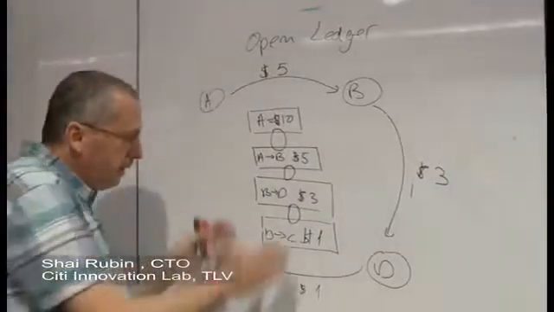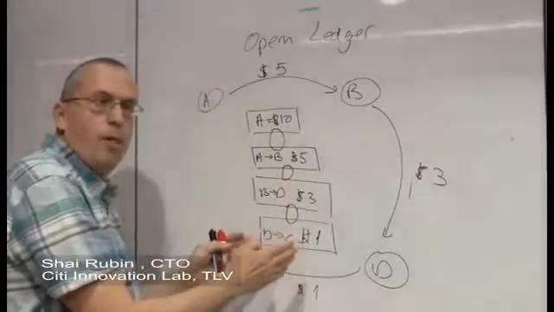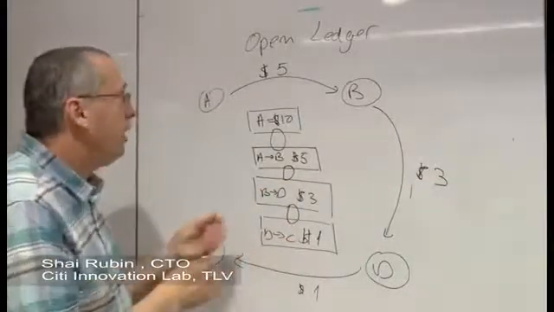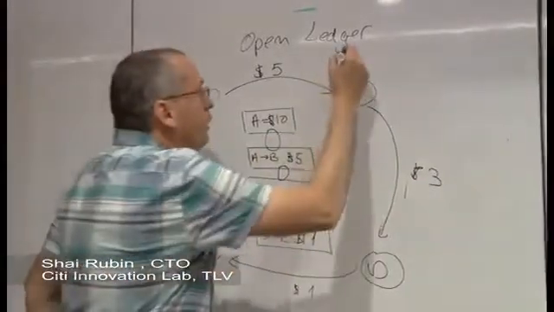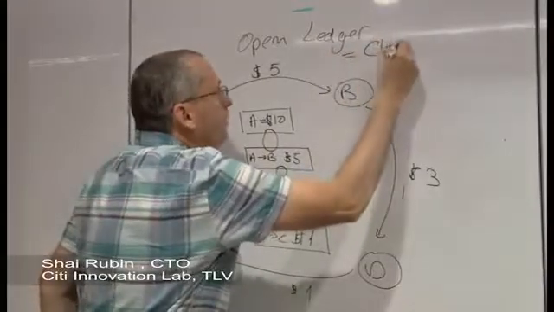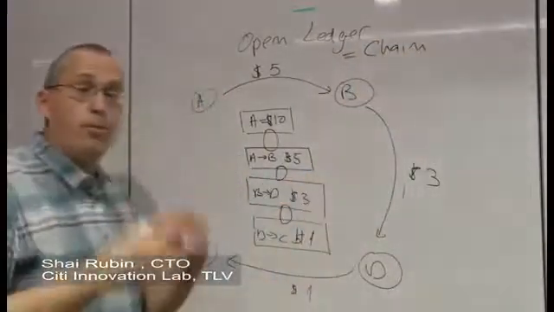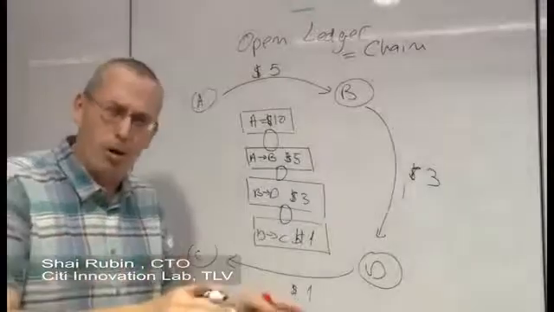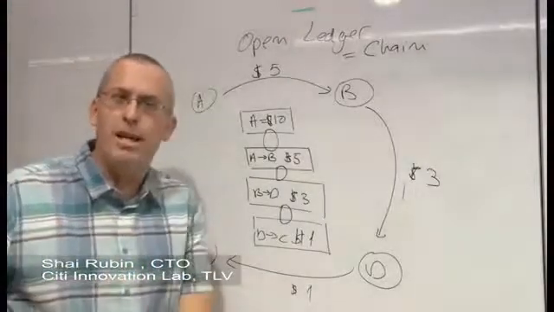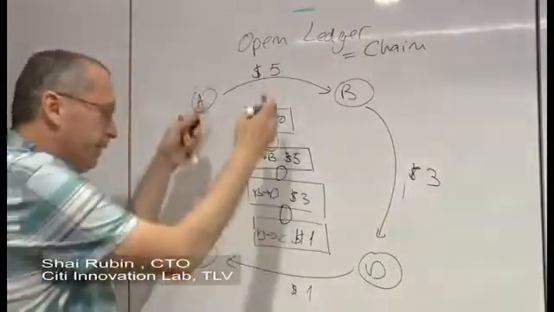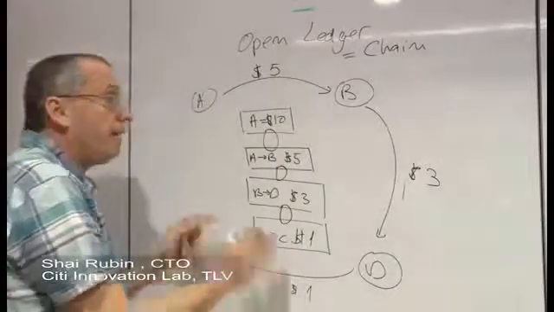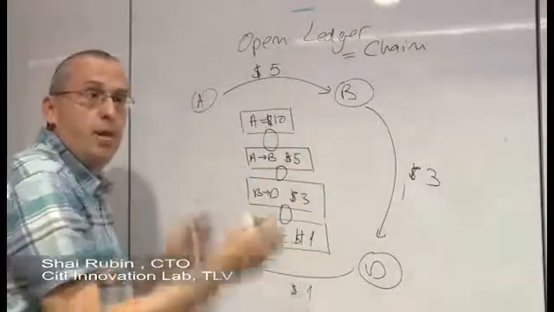Okay, so this is the concept of open ledger. It is essentially a chain of transactions, and this is one of the reasons that this is called blockchain. I'm not going to talk about the blocks. These are implementation details which we'll leave aside for a moment, but this is a chain of transactions that is open and public to everyone.